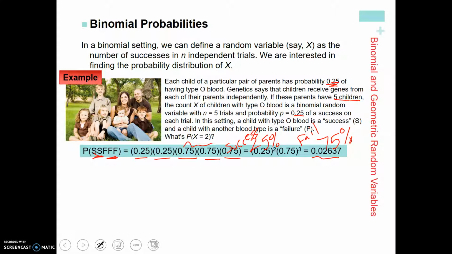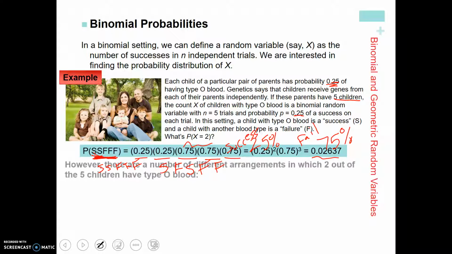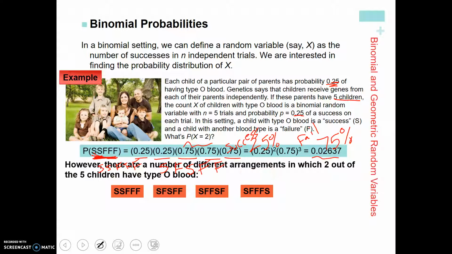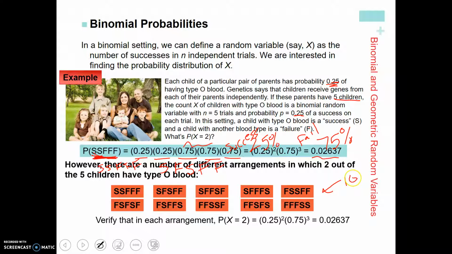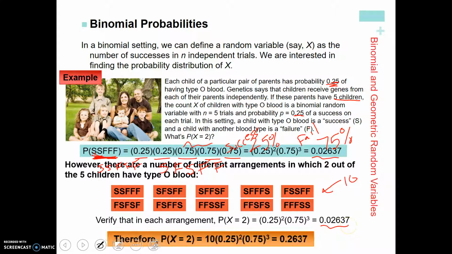And it is, because this isn't the only way that we could get this. This would say that the only way is that the first 2 children would have O blood and the 3 others would not. But we could have a person that had O negative blood, then the second child could not have it, and then a fail. So there are different ways to write this. If we calculate all the different arrangements, which I did ahead of time, there should be 10 of them. So we would have to take this number and multiply it by the number of arrangements, giving us around 26%.